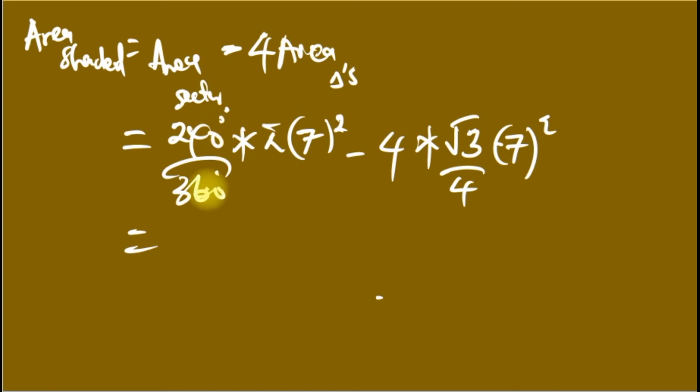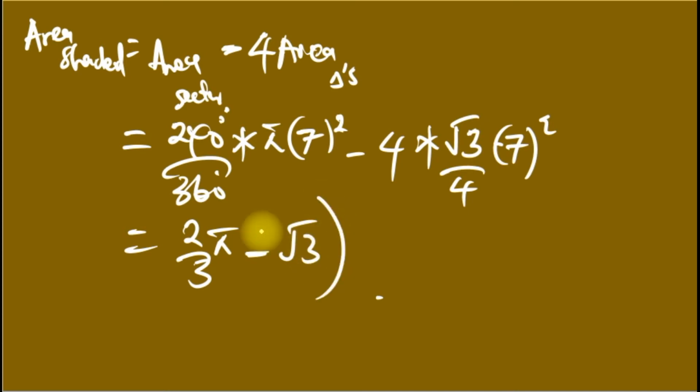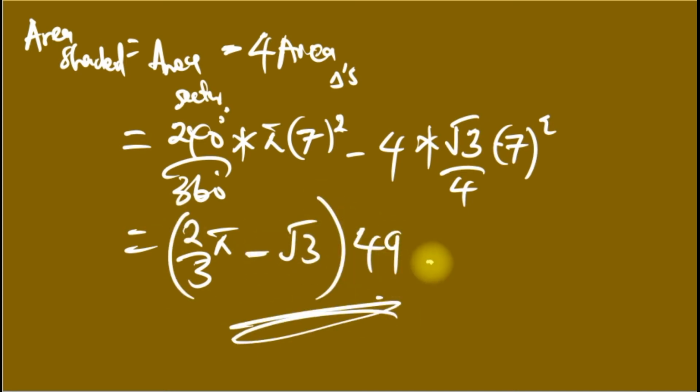So we have 240/360 times pi, this is 7 squared, and we have 7 squared here too. So we'll factor out 7 squared, remaining with the pi term, minus √3, times 7 squared, which is 49. So this is our answer.